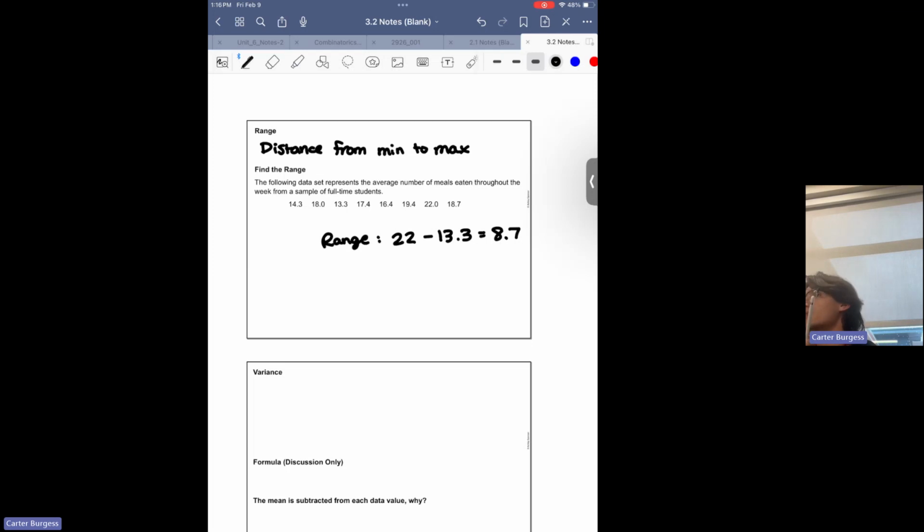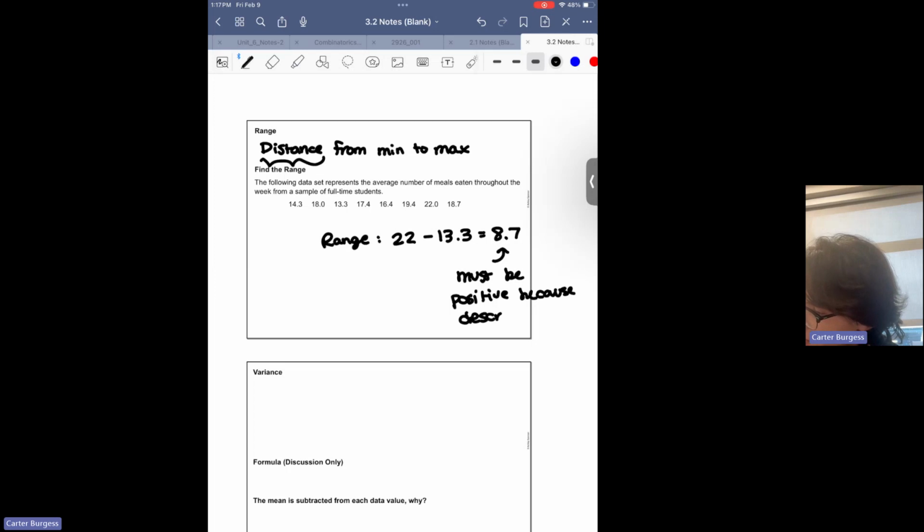And what am I looking for here? Looking for a distance, which is always going to be positive. Okay. So note here, this must be positive because it describes a distance. Okay.